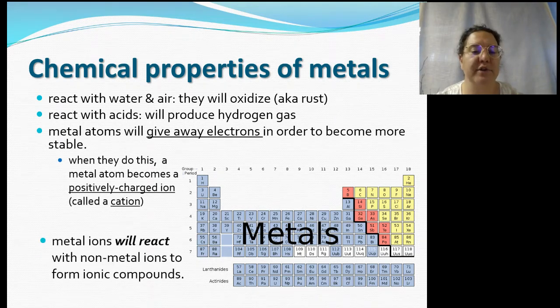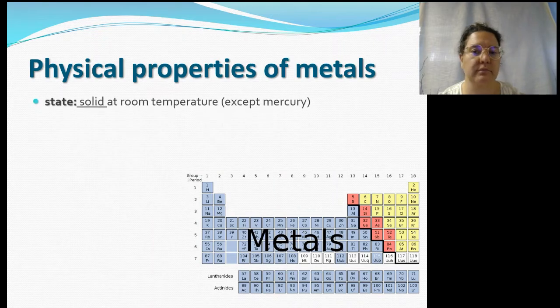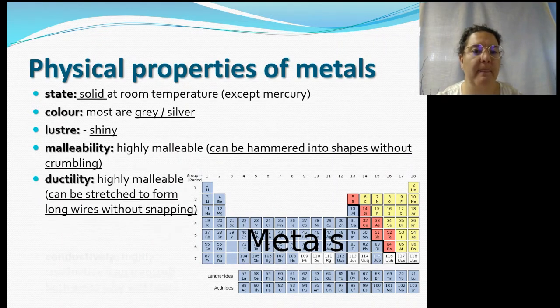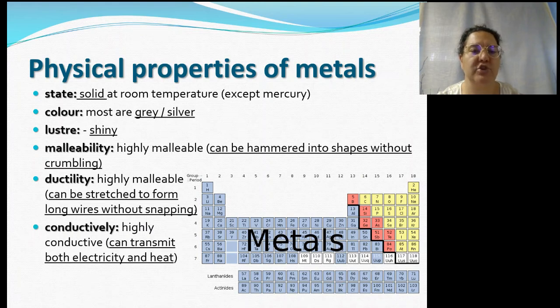Metal ions also will react with nonmetal ions to form ionic compounds, such as sodium chloride or magnesium sulfate. Metals are typically solid at room temperature, except for mercury. They're mostly gray and silver, shiny. They're malleable. We're able to bend them into shapes without crumbling. They're ductile. We could stretch them without them snapping. And they're conductive, so they can transmit both electricity and heat.